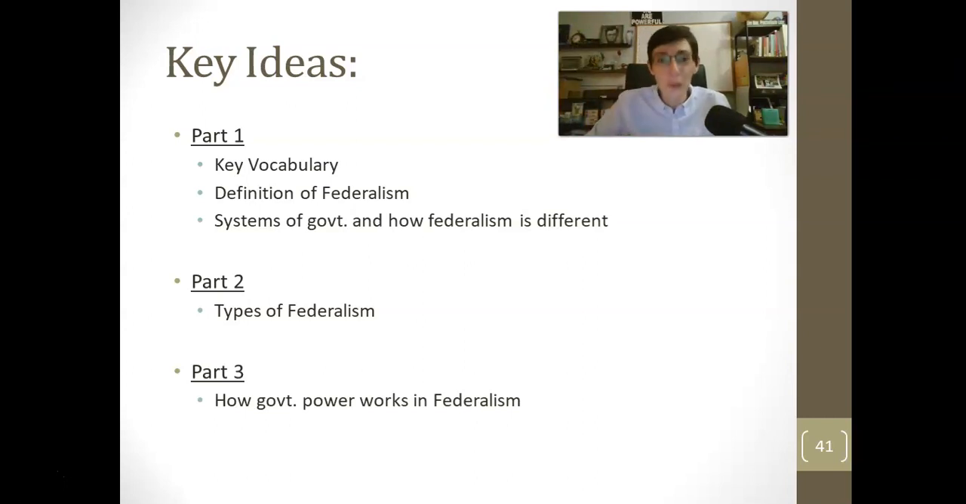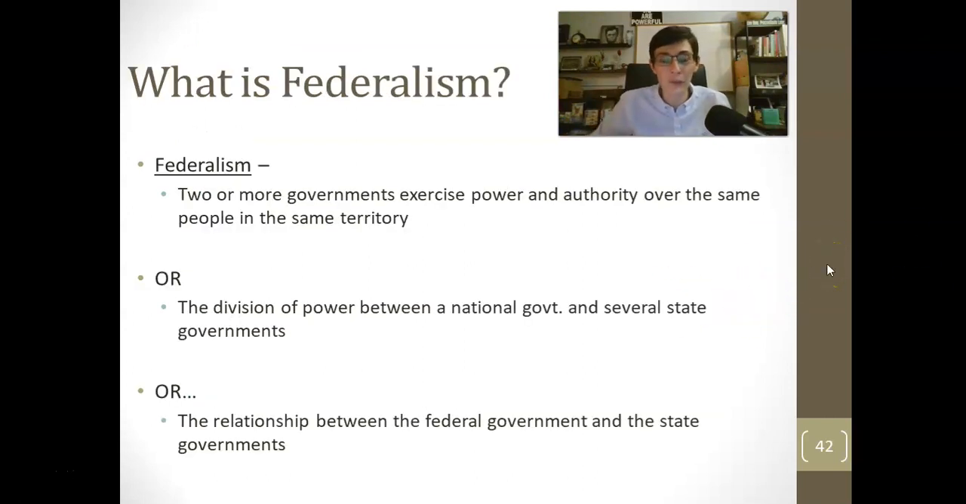So we want to take a closer look at those cases. So without further ado, let's get started. So here are some definitions of federalism. Personally, I prefer the second one, division of power between a national government and several state governments. The reason that I prefer this one is because it emphasizes this division of power.